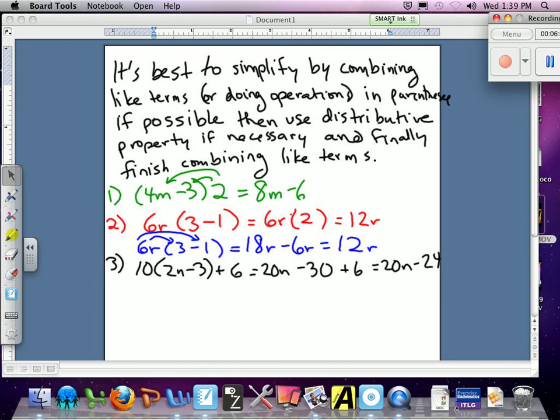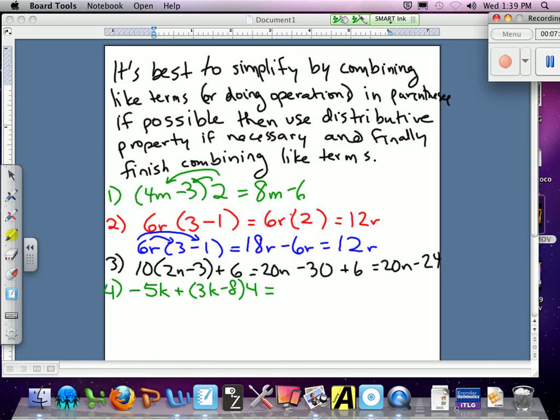Example number 4. Negative 5k plus, in parentheses, 3k minus 8, and then the 4 on the outside of the parentheses. Again, just because I see k's here and k's here, I'm not ready yet to combine like terms. That's the big warning on these examples. Don't combine like terms, because this needs to be dealt with first. So who can tell me what the first rewrite's going to look like?